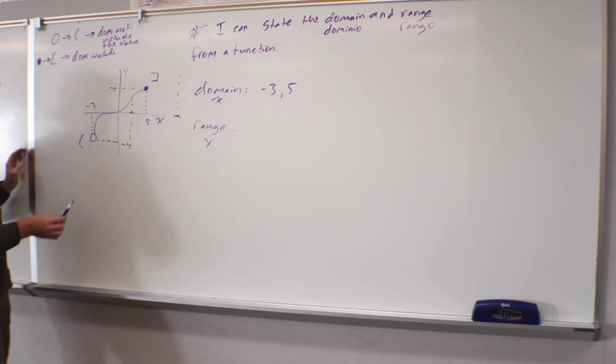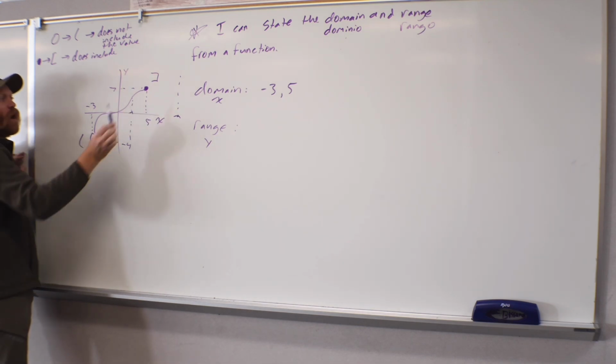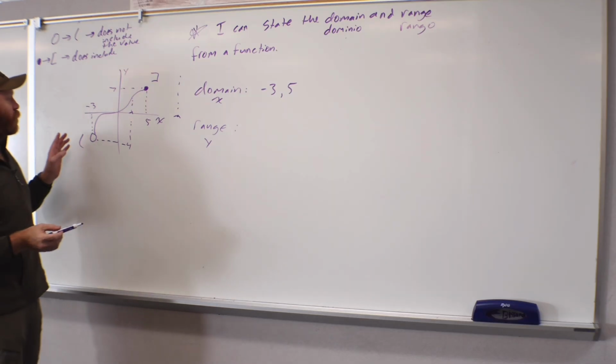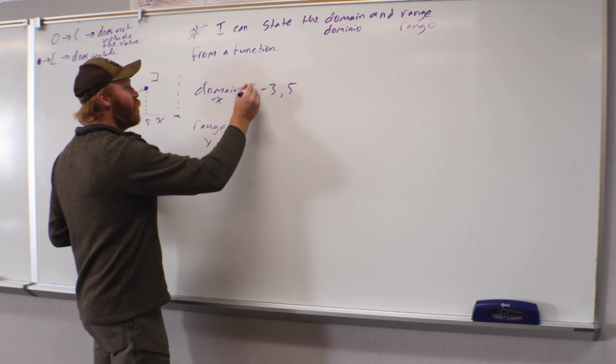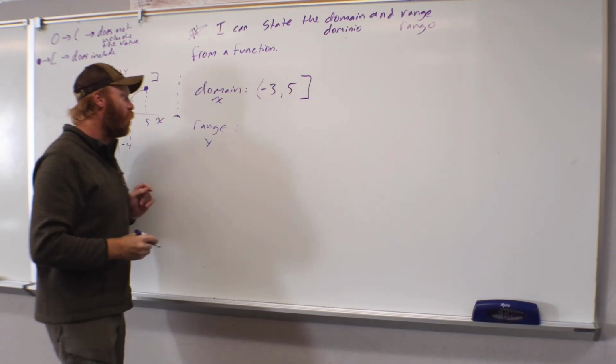So what I recommend to my students is, right when you get the graph, put your parentheses with your open circle, put the bracket with your closed circle, and then go from there, and that will remind you what to do. So we're going from -3, that's going to be our parentheses, all the way to our 5, that's going to be our bracket.